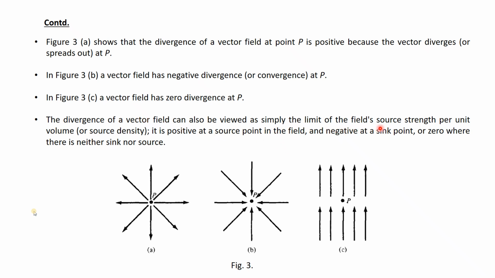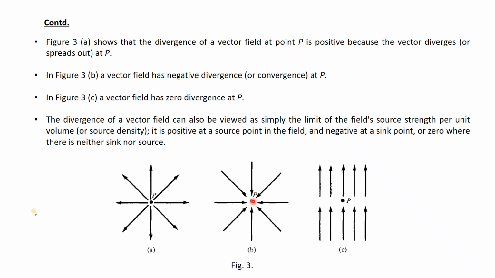Okay, so the divergence of a field can also be viewed as simply the limit of the field's source strength per unit volume. So it is positive at a source point. If there is a source, that means the vector is coming out of that particular point, which indicates that there is a divergence. The fields are diverging from that particular point. So it is a positive divergence.